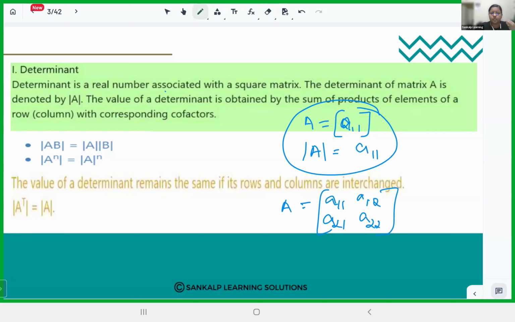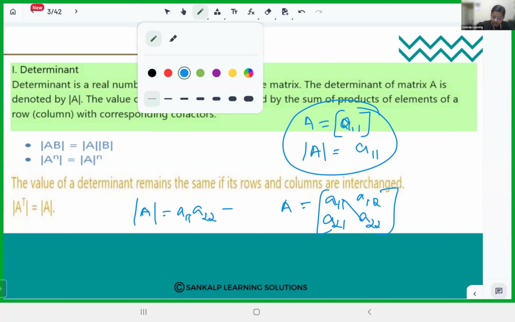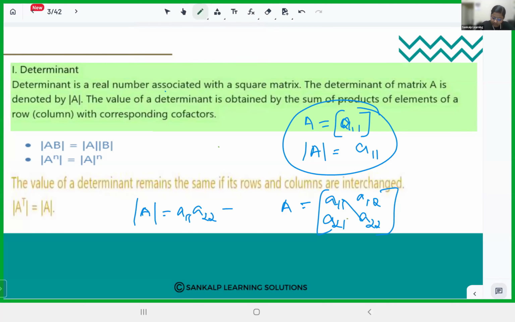How will you find out the determinant of a 2 by 2 square matrix? You just have to find the product of the diagonal elements first, right? So determinant of A is equal to, first find the product A11 A22, then minus, you have to find the product of non-diagonal elements. That is minus A21 A12. This is how you find out the determinant of a 2 by 2 square matrix.